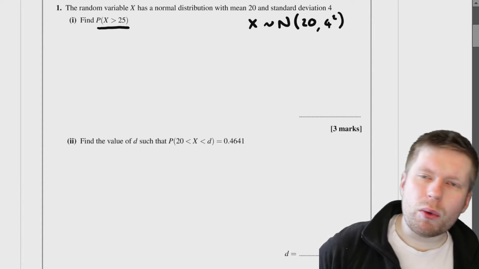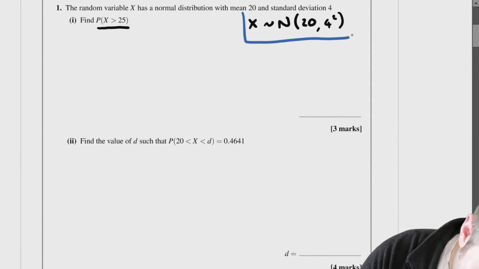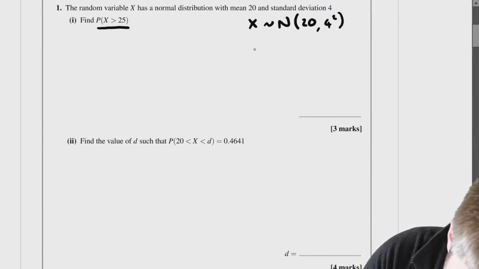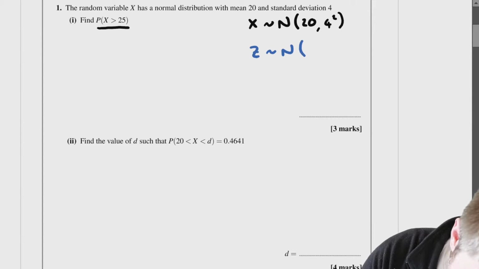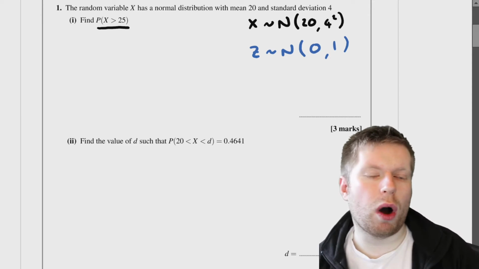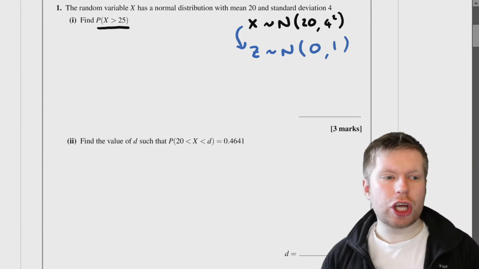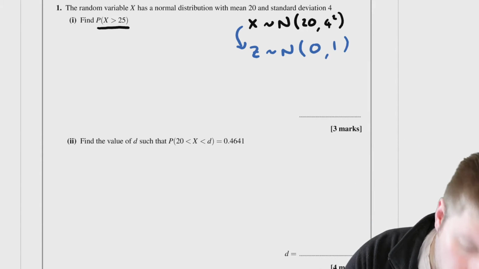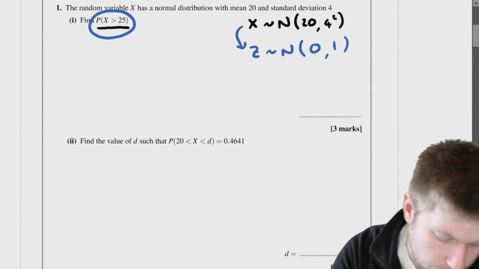So in order to deal with this, I first of all need to standardize. In other words, I need to take this distribution, which I've got at the moment, and change it so it's represented by a distribution, which I'm going to call Z. It's still going to be normally distributed, but this time the mean is going to be 0 and the variance is going to be 1, and therefore the standard deviation. So I need to work out how I can change this distribution, okay? So let's first of all find the value which I want to find, okay? So I want to find the probability that x is greater than 25, okay?